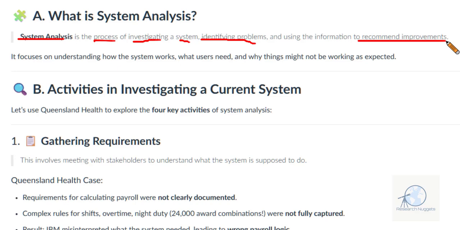And then that challenge is the one that should actually recommend, one, do we need to improve the existing system? Do we need to actually do away with that particular system? Do we need to actually come up with a totally new system? And therefore, under the system analysis, you're supposed to understand how is the system working at the present? What do the users need? And why things are actually not working as expected?